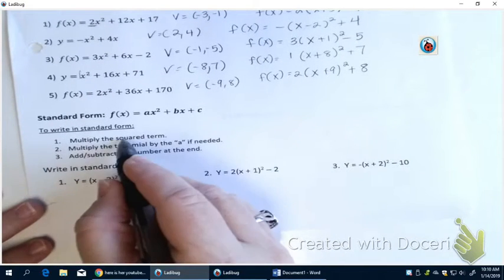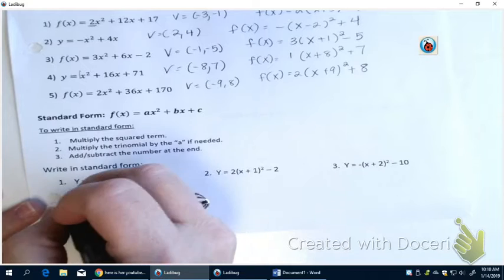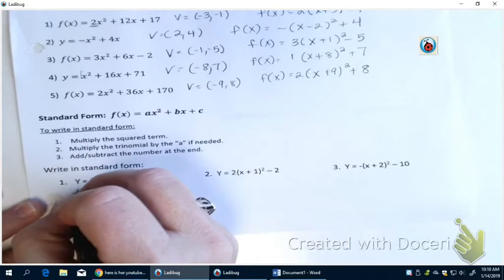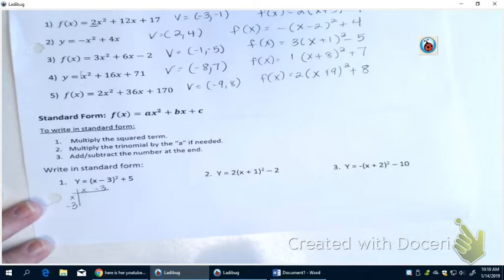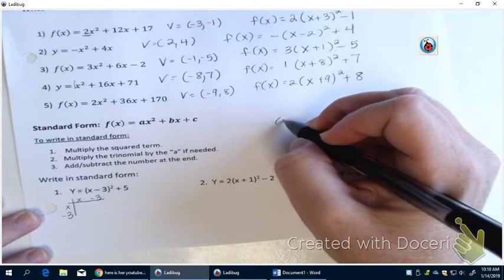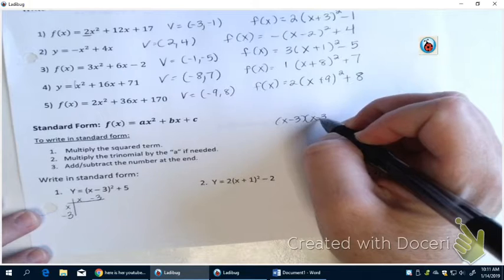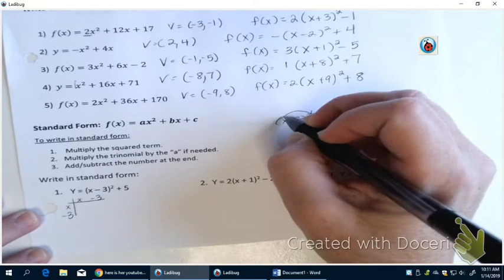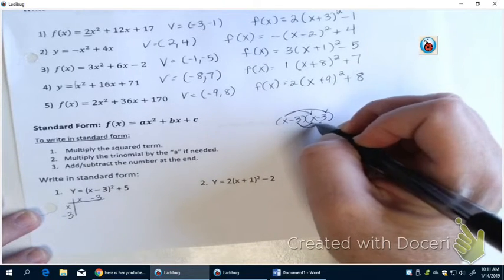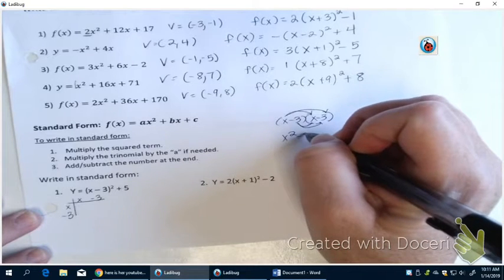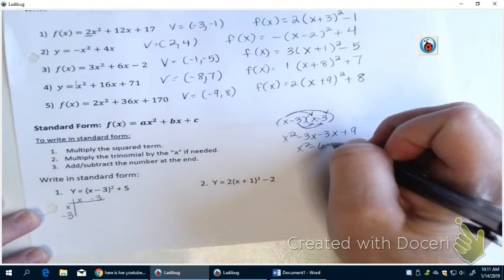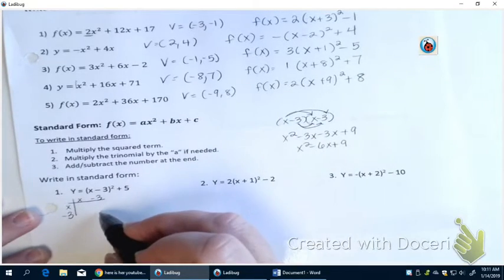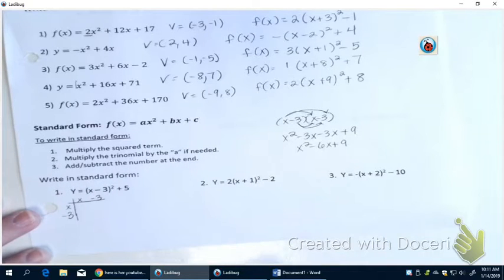It says multiply the squared term. So I start with this x minus 3 squared. And when I multiply that, I write it in a box. You can use FOIL if you want to. I know that there's different ways that you can multiply. Out here to the side, you can do x minus 3, and do it this way, which is x squared minus 3x minus 3x plus 9, or x squared minus 6x plus 9. You can do it like that, or you can do it like this, whichever way that you're familiar with.